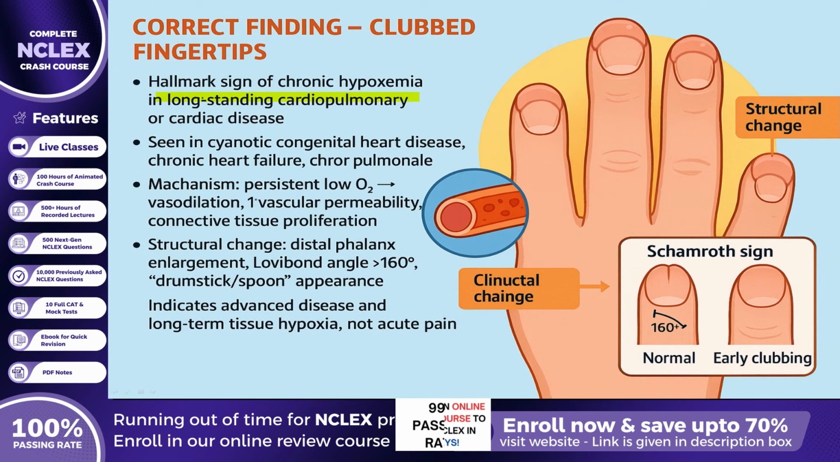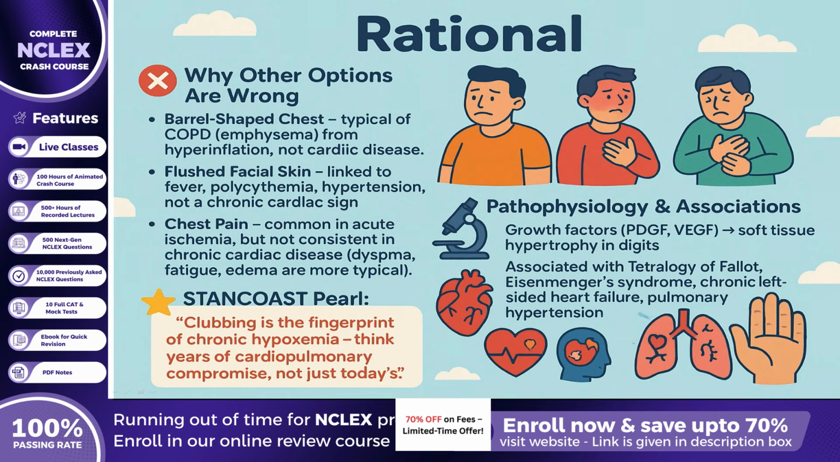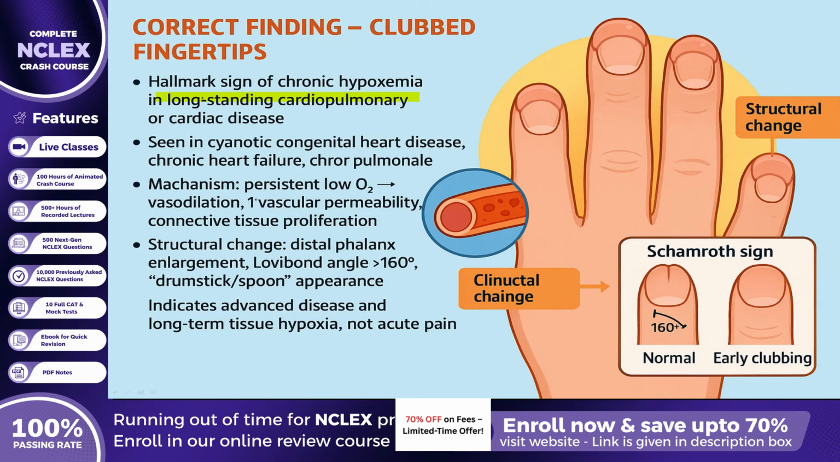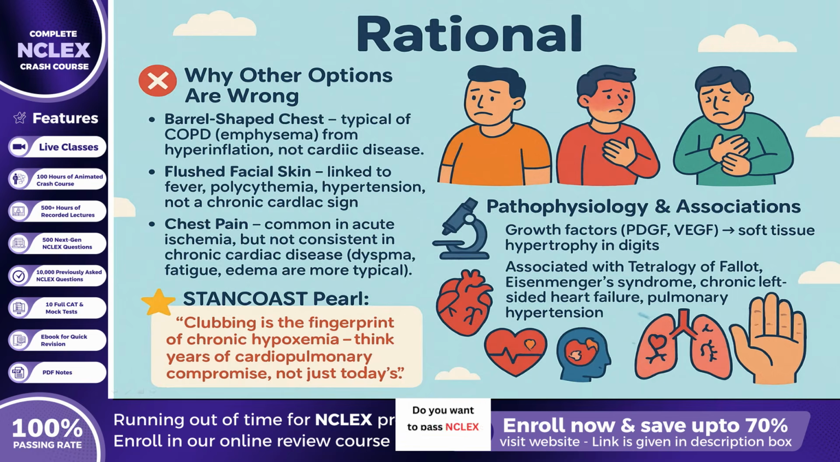This change is gradual and represents a chronic adaptation rather than an acute episode like chest pain. The presence of clubbing indicates advanced disease and long-term tissue hypoxia. Now let us review why the other options are incorrect.